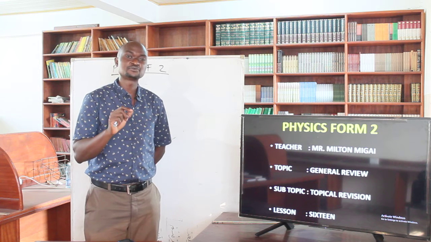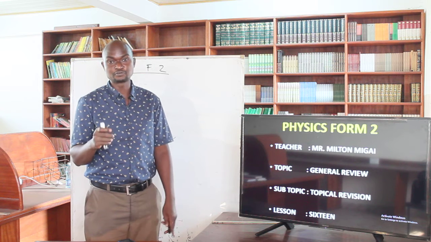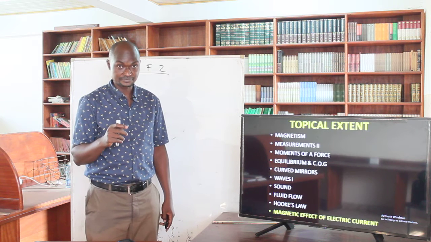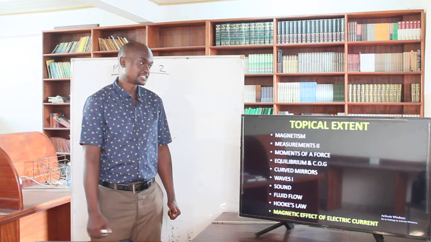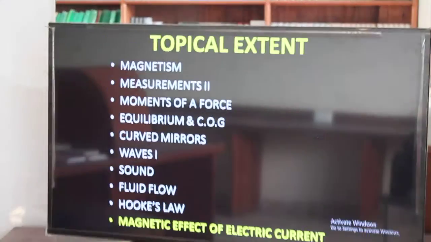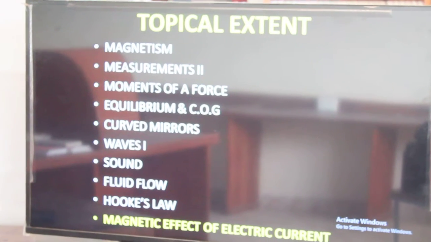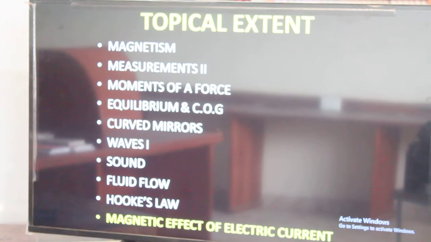The most important thing is to learn how to identify which kind of question is being asked and how we're going to answer such a question. So for Form 2 Physics, these are the topics to be covered. Magnetism, which we have covered. We talked about what magnets are, types of magnets, uses of magnets, their properties and all that.